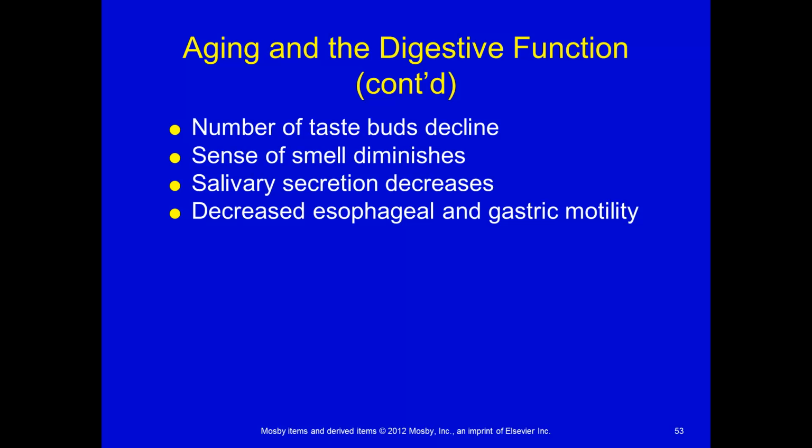They're not as excited by food, which can certainly be a problem when you're talking about elderly patients with failure to thrive and things like that. They just have a decreased eating drive. They have a decreased appetite. They'll also see changes with salivary secretion decreasing, and they actually do have decreased esophageal and gastric motility, and therefore issues with decreased gastric motility and things like that.